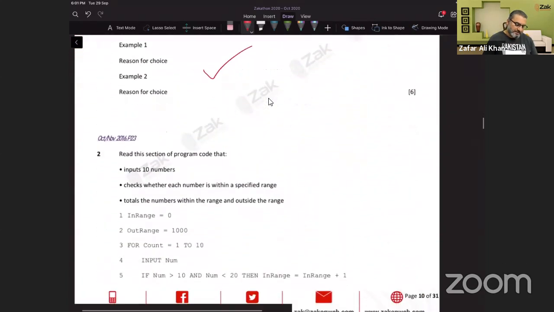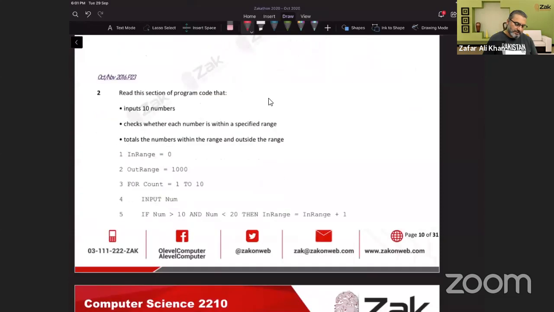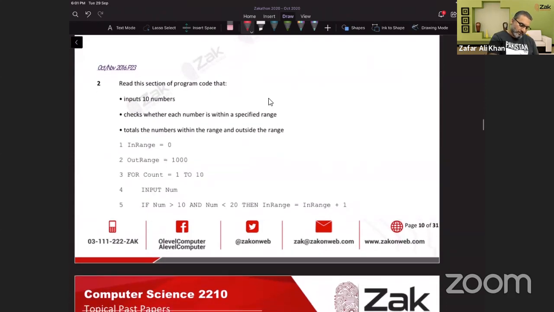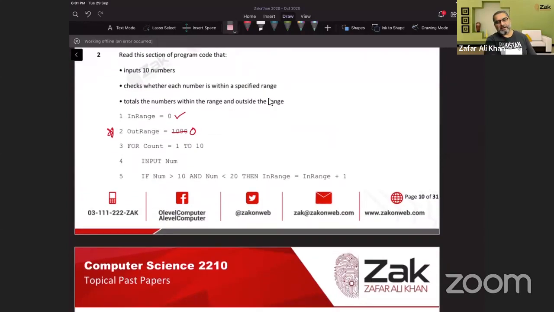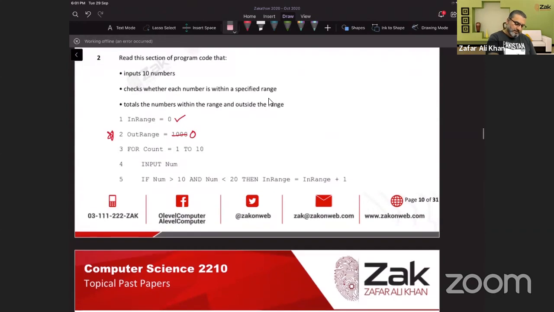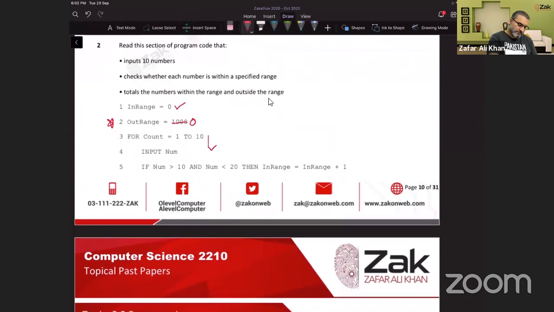Input 10 numbers, check whether each number is within a specified range, total the numbers within the range and outside the range. Okay, so inside the range, outside the range, everything needs to be initialized to 0, as far as it is the largest and smallest means extreme values. Input a number for count is equal to 1 to 10. This is correct. Input a number, it is correct.